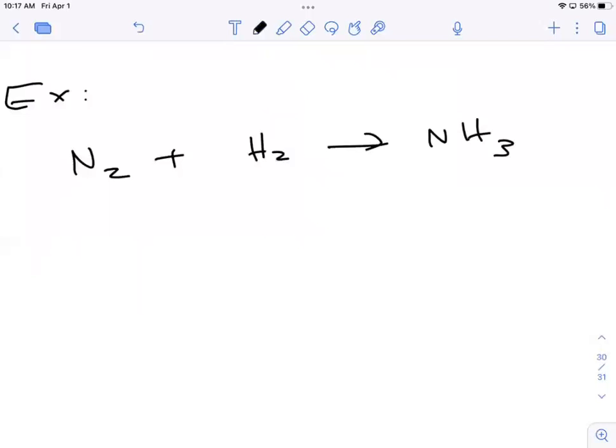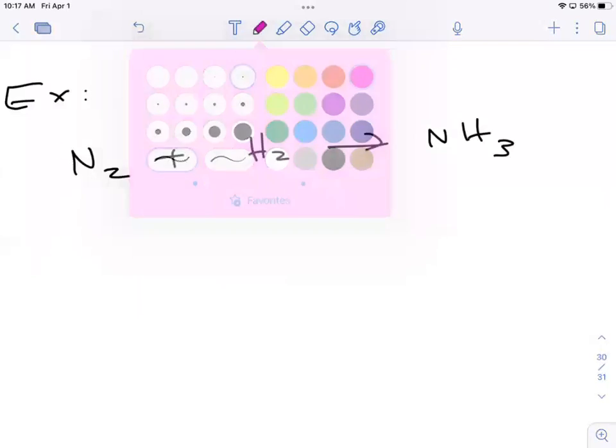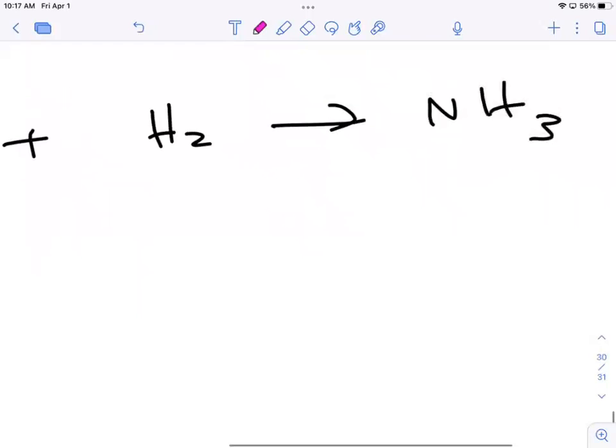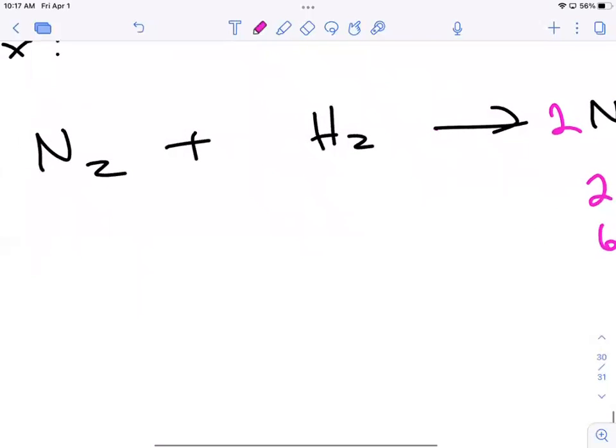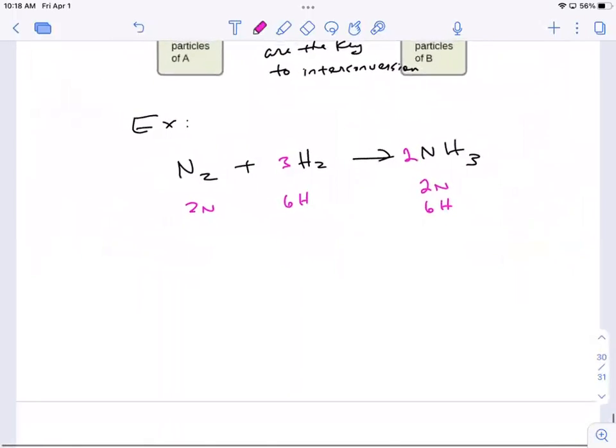Pick which one you want to balance first. NH3, and then put a 3 in front of the hydrogen. Somebody's been practicing. I like that. So put a 2 here. That'll give us 2 nitrogens and 6 hydrogens. And over here, we've got 2 nitrogens. You say put a 3 here. That'll give us 6 hydrogens. Excellent. So now it's balanced.